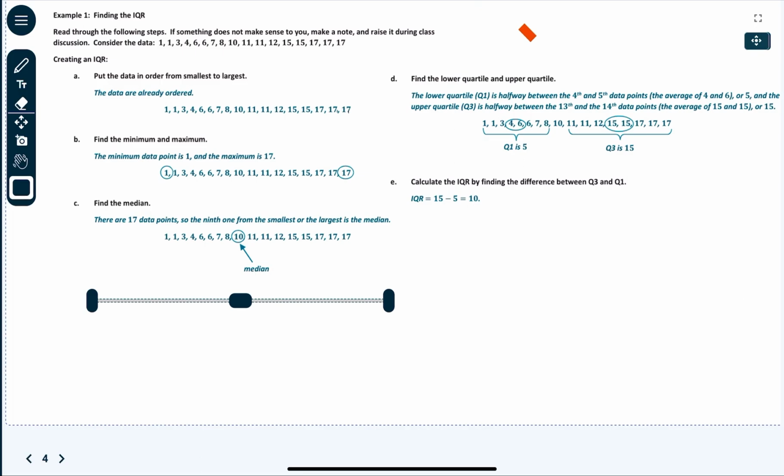Okay. Now calculate the IQR. Since we have the two medians, we can say 15 minus 5 there, and we get 10. That is the interquartile range. It is the range between the two medians of the Q1 and the Q3.